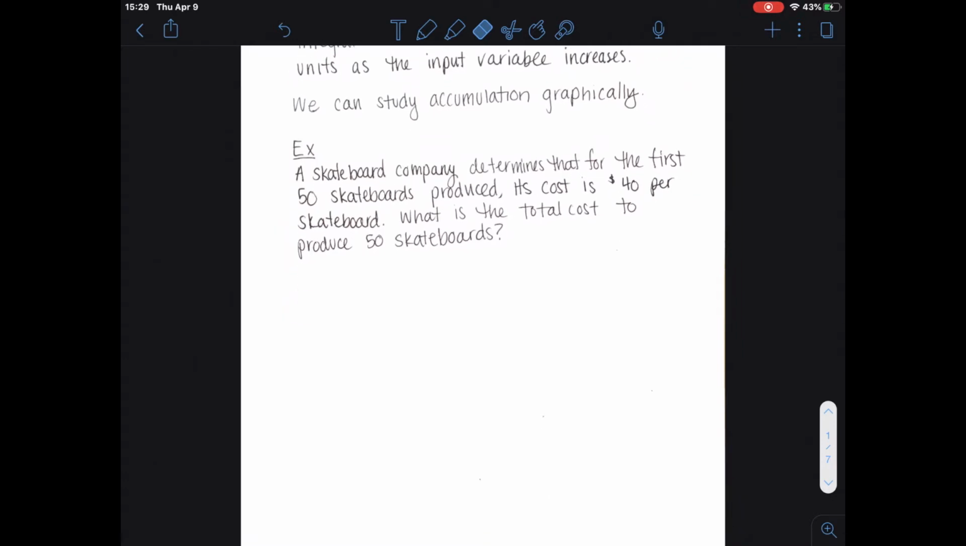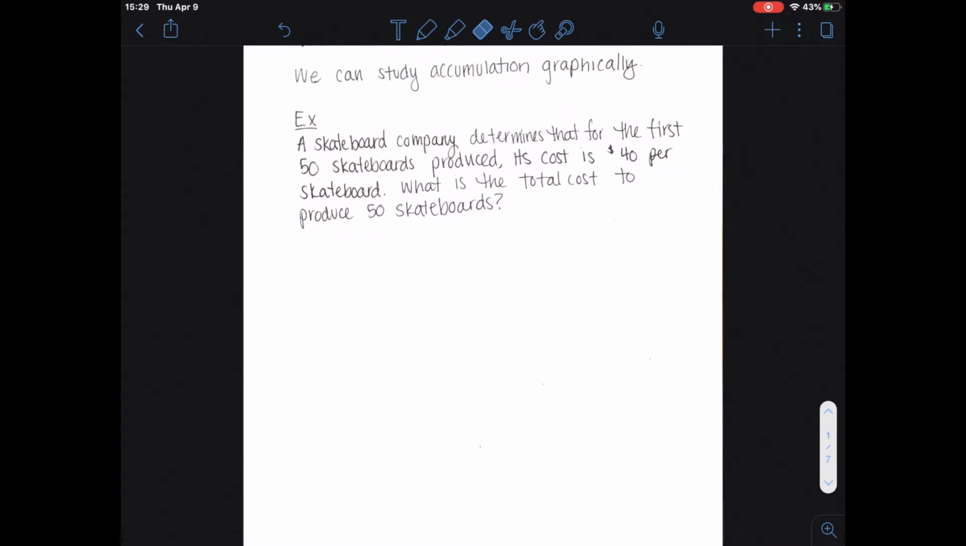So let's first work with an example that's relatively simple that you don't need calculus to go through, but then we'll be able to see how to relate the calculus in hopes to make this concept solidified. So a skateboard company determines that for the first 50 skateboards they produce, it's going to cost $40 per skateboard. We want to see what the total cost to produce 50 skateboards is going to be. So this is relatively straightforward. $40 per skateboard, 50 boards produced. You just multiply the two.